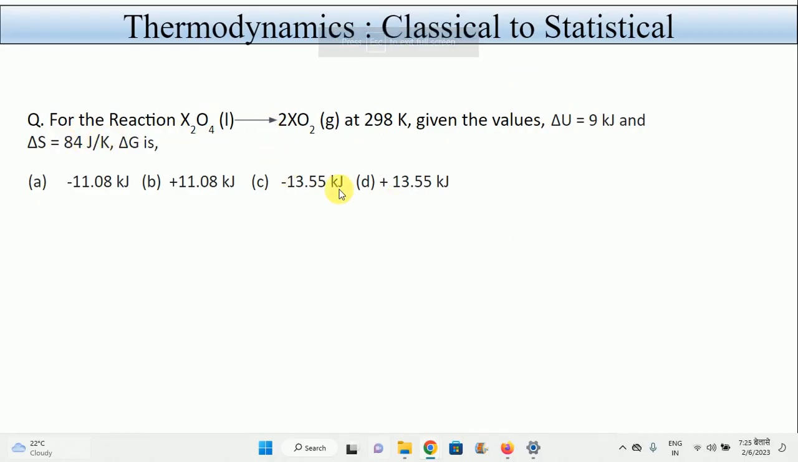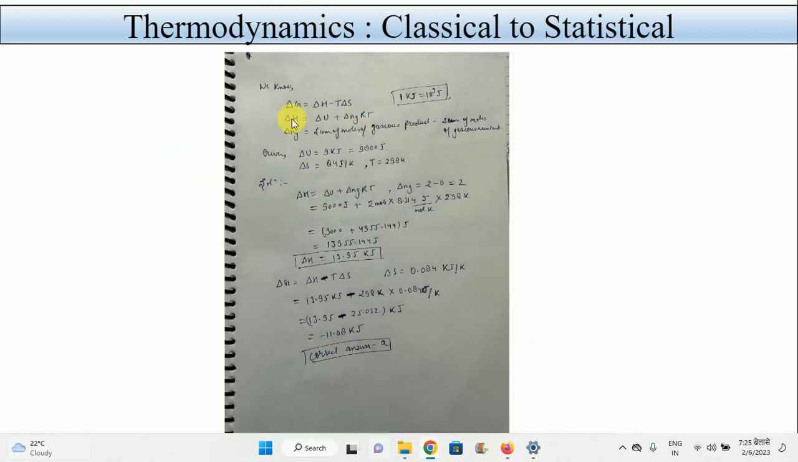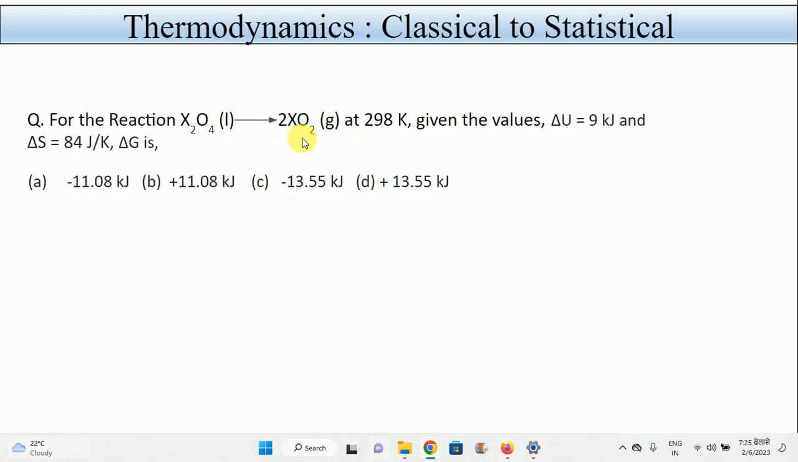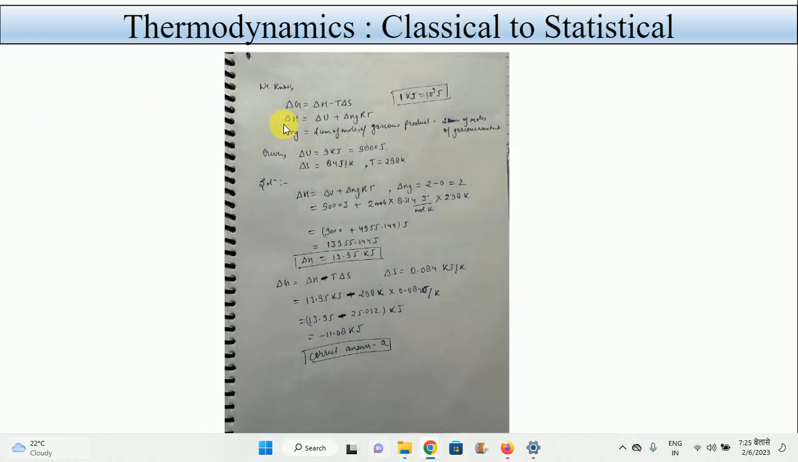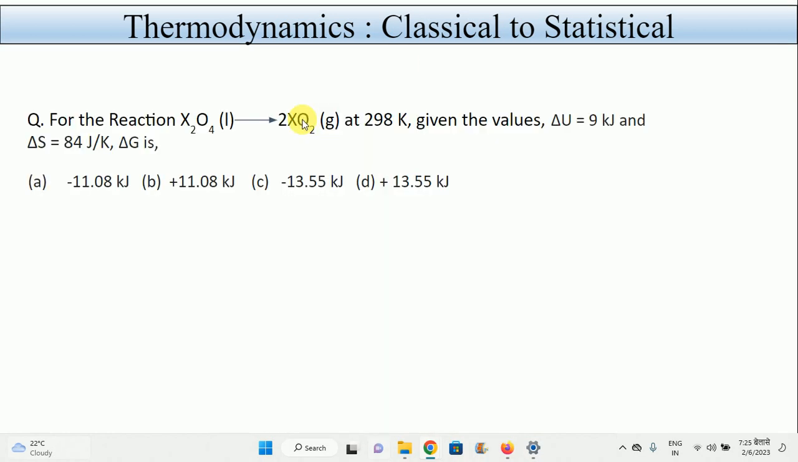So delta G is equal to delta H minus T delta S, and delta H is equal to delta U plus delta NG RT. By this formula we can calculate this. Delta NG, the change in number of moles of gas, is 2 minus 0, that is 2. So delta NG is 2, and the other quantities are given. Delta U is given and delta S is given.